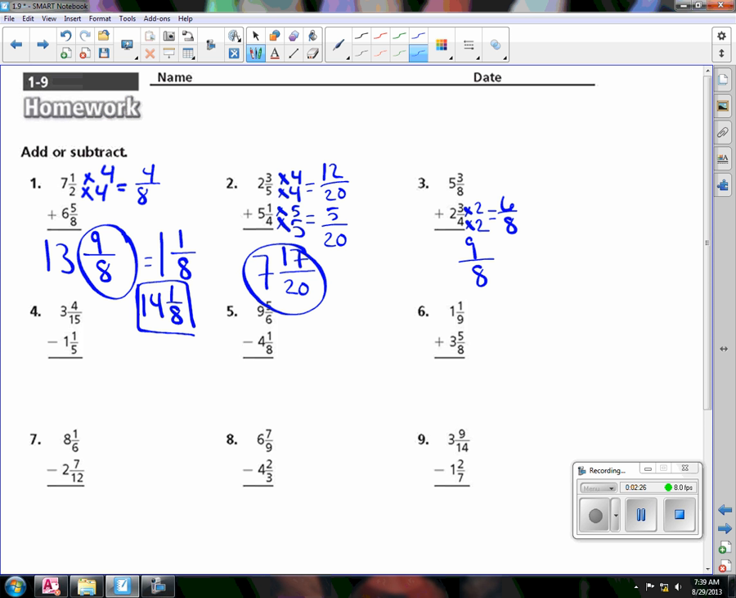Okay, again, 9/8 improper fraction. It equals 1 and 1/8. And then I'm going to add my 5 and my 2, which is 7, plus my 1 and 1/8, so 8 and 1/8. Okay? All right, let's try a subtraction one.